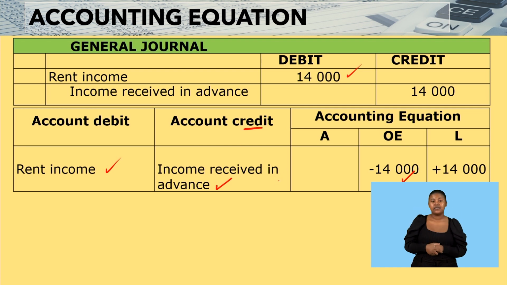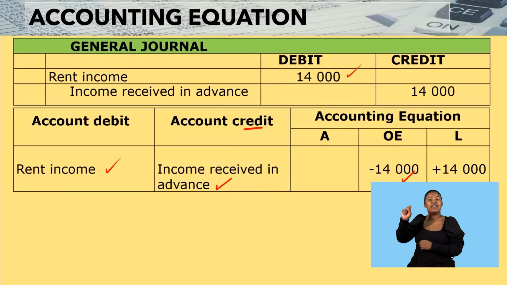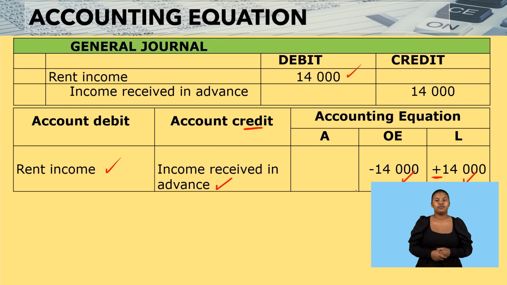When you receive income in advance, that means you have received a customer's money, yet you have not offered the service or delivered the goods. In that case, we as a business owe our customer, therefore we consider it a liability. That is why we come to our liabilities and our liabilities have increased, plus 14,000. It is important, dear learners, that you remember that as long as assets are not affected, we need to show a zero. That is no effect.